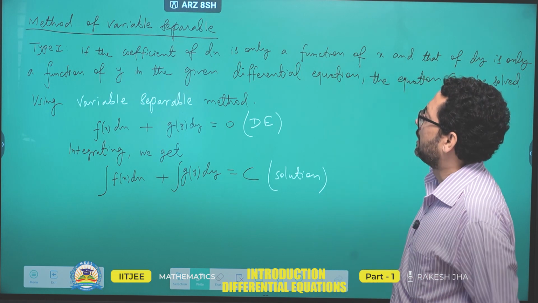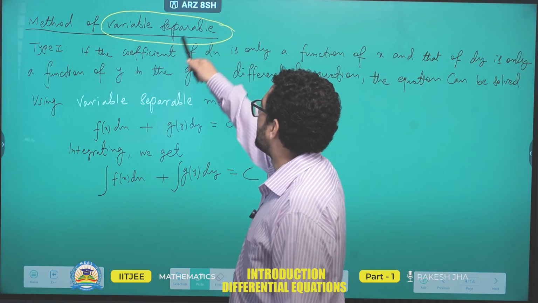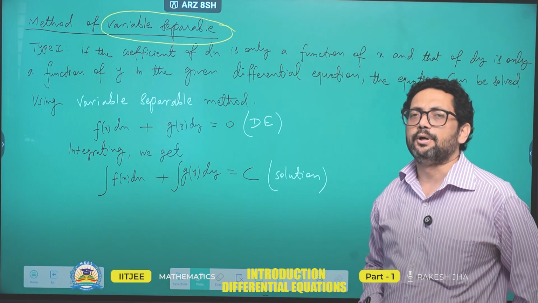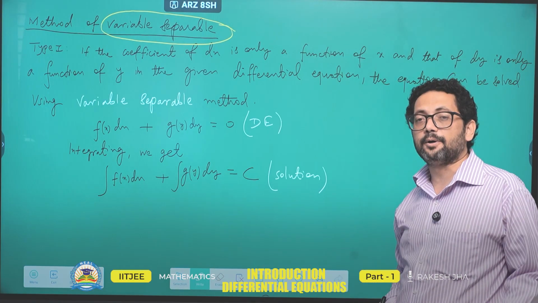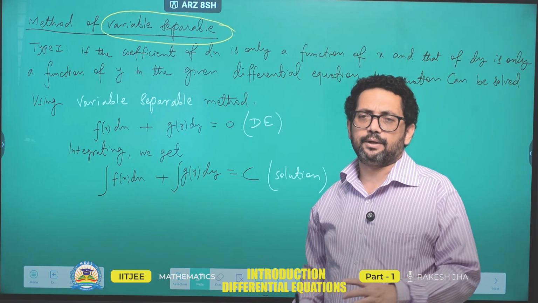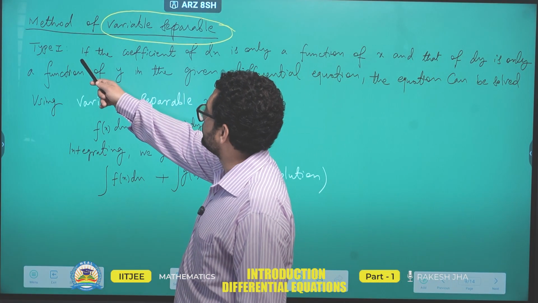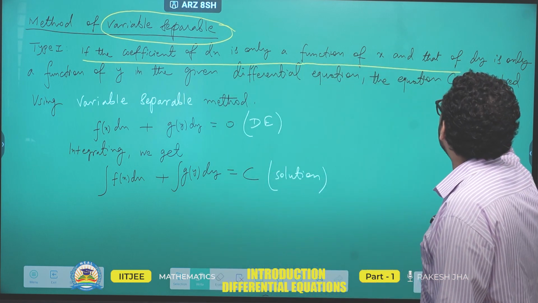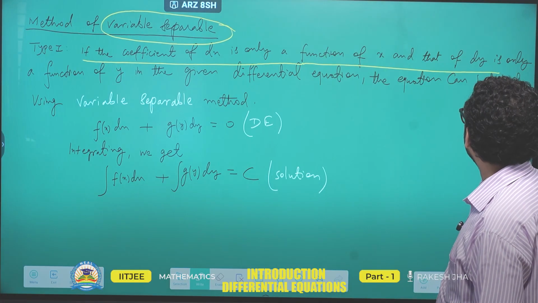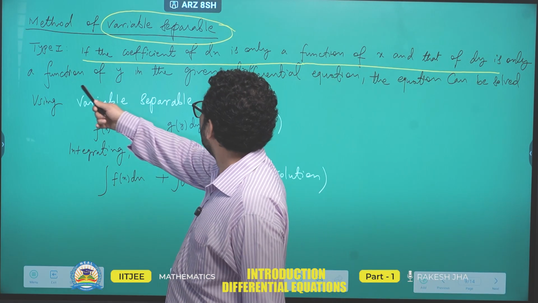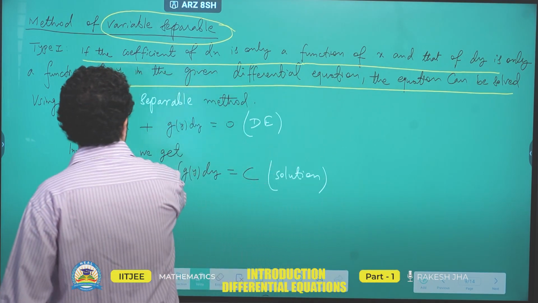That we will do step by step. So what is this method of variable separable? Variable separable means variables are separated. We know that there are two types of functions, implicit function and explicit function. So here we are talking about explicit function, wherein variables x and y can be separated altogether. So here we will be dealing with type 1 question. If the coefficient of dx is only a function of x and that of dy is only a function of y, the differential equation can be solved using the variable separable method.